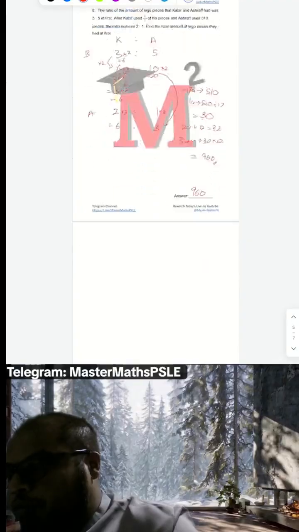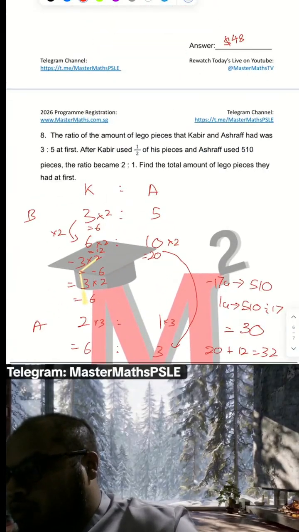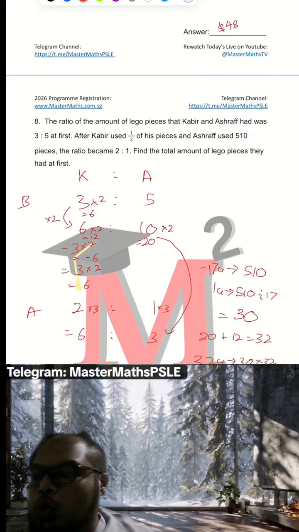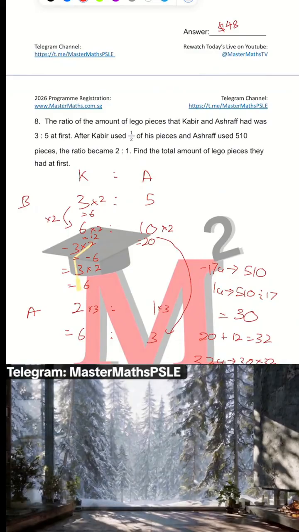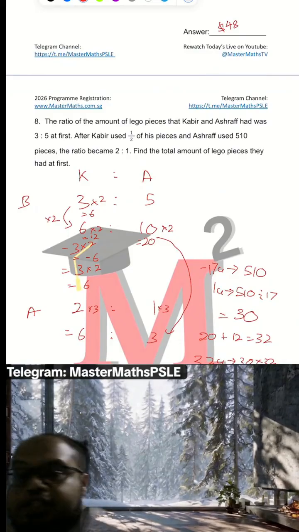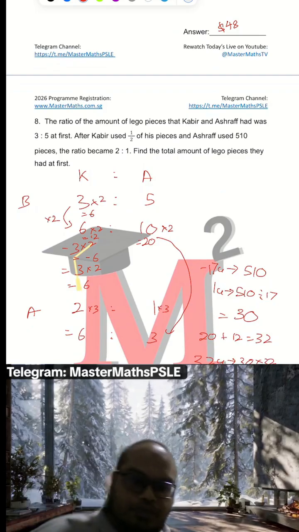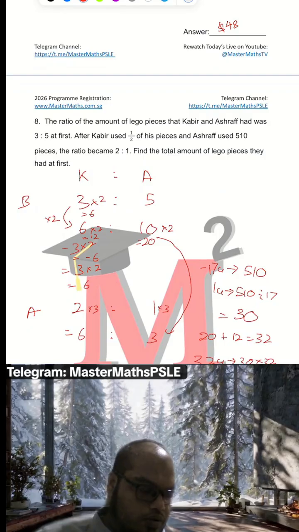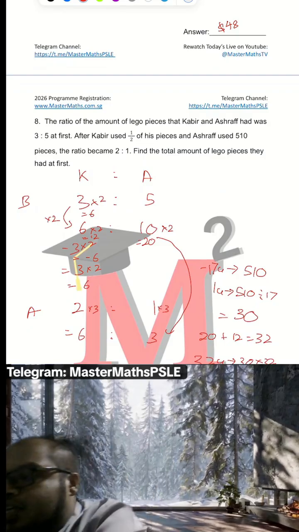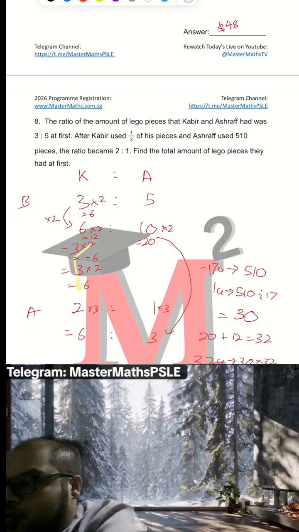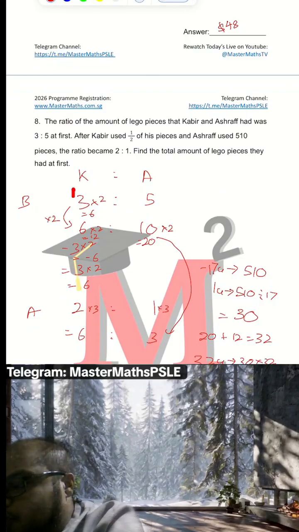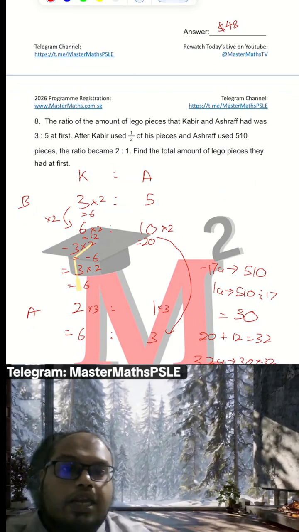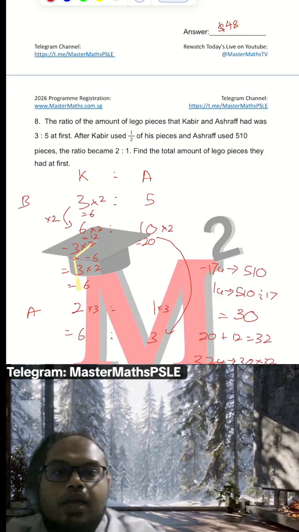Okay, we go from the last question. Like what I said just now, the ratio of Kabir and Ashraf was 3:5 at first. So I firstly write down the 3:5 for Kabir to Ashraf. Then after that, they say that Kabir used half.